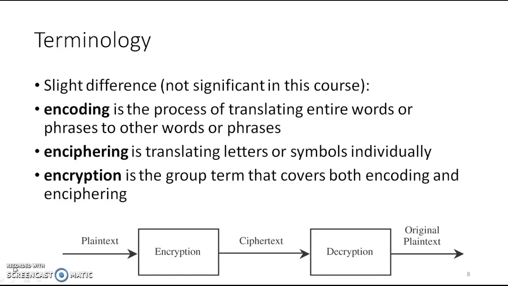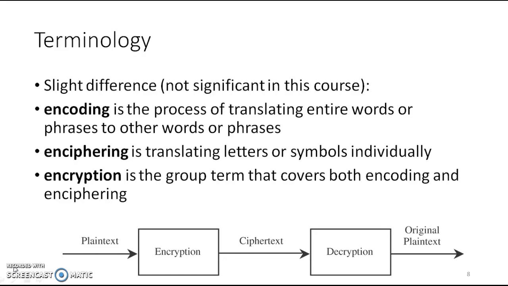So what is encoding? It is a process of translating the entire word. The entire word or phrase is transferred to other words or phrases, while enciphering is translating letter by letter or symbol by symbol.